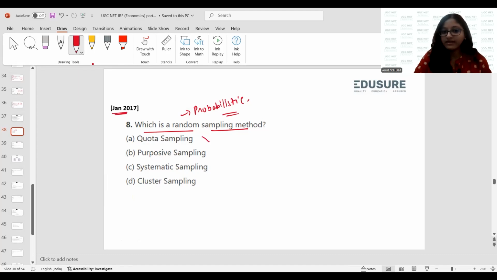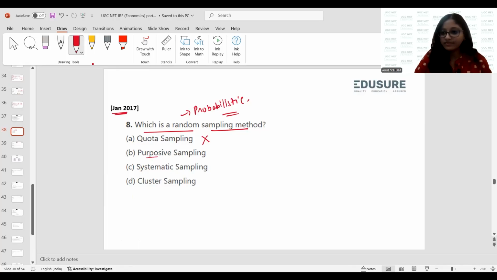The answer is no. Quota means you have a fixed number of allocated seats, and you will take some of the samples according to your quota. Basically, a fixed number of people that you will take into account in your sample. So that is not probabilistic.